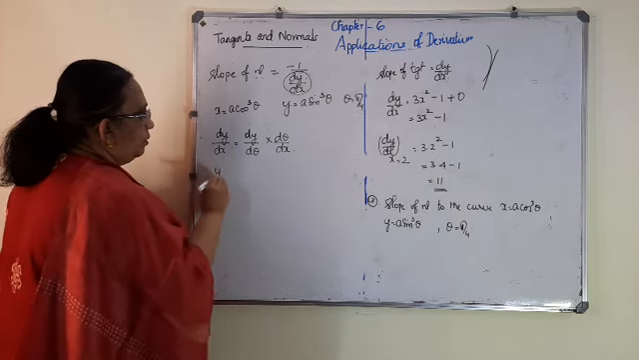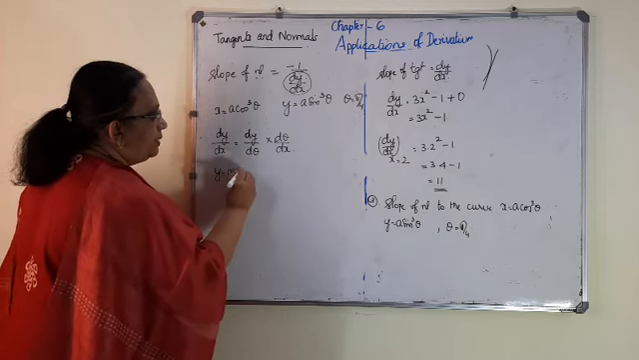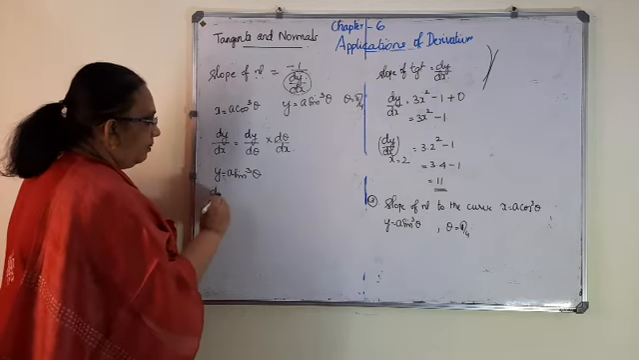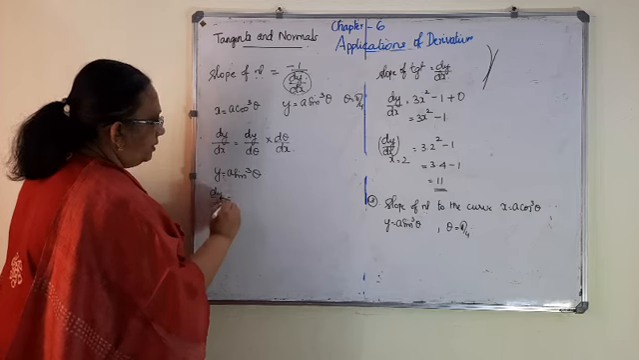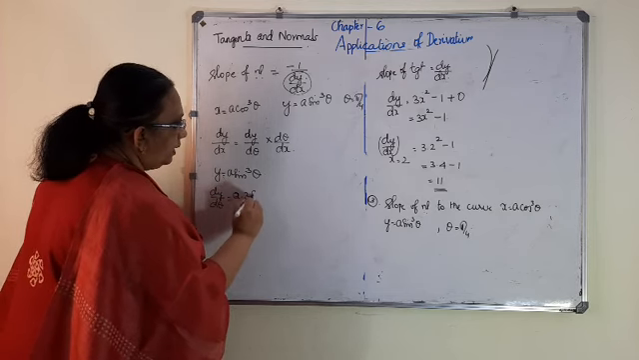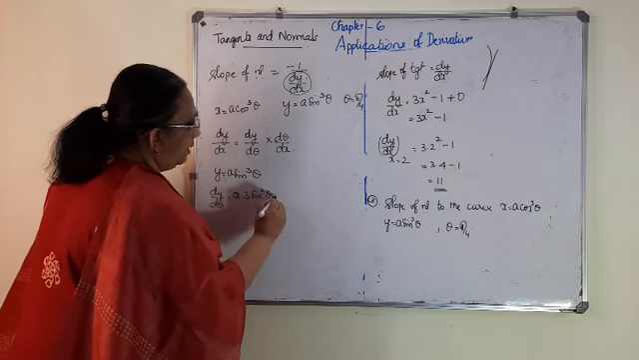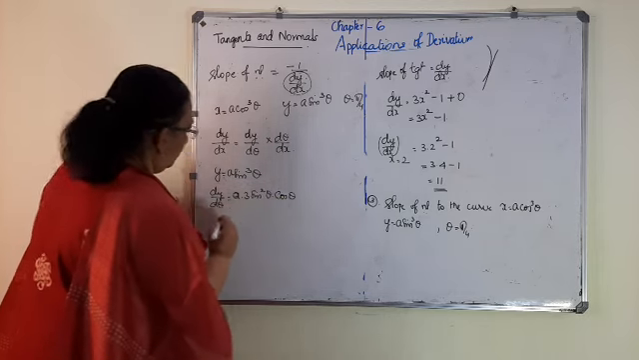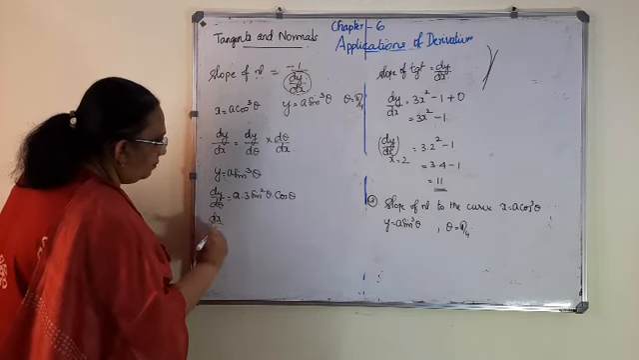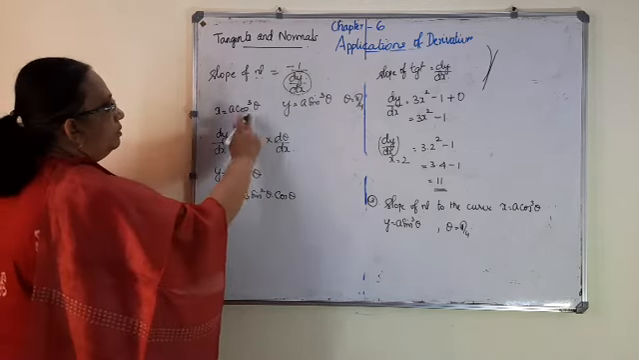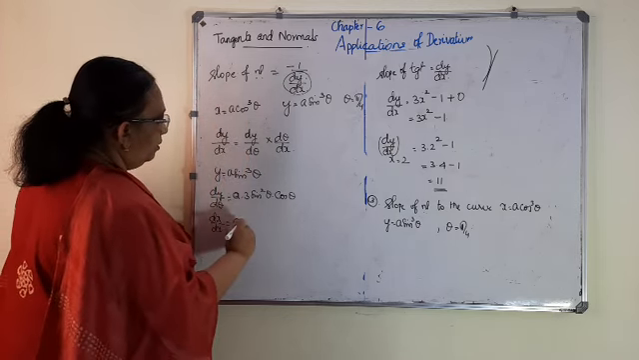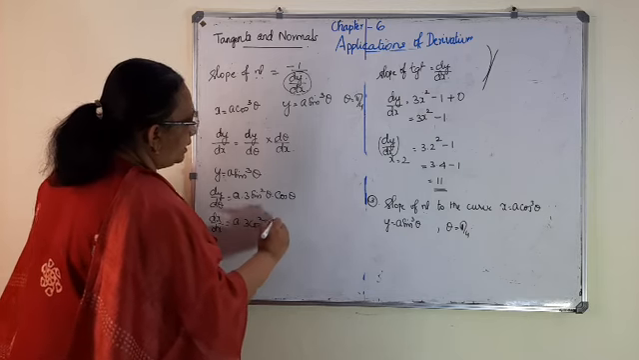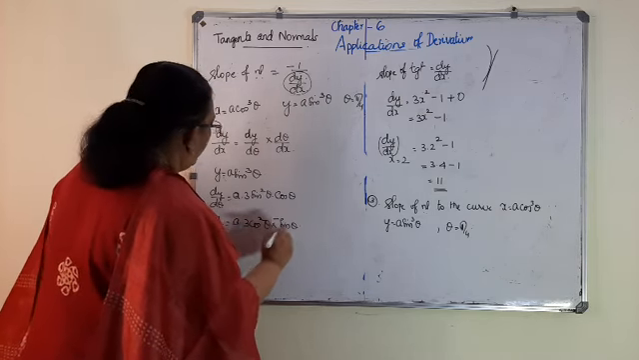Y is equal to a sin cubed theta. Dy by d theta is equal to a into 3 sin squared theta into, what is the derivative of sin theta? Cos theta. dx by d theta is equal to a into 3 cos squared theta into, derivative of cos theta, which is minus sin theta.